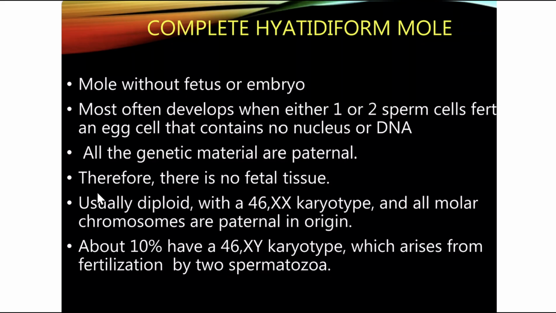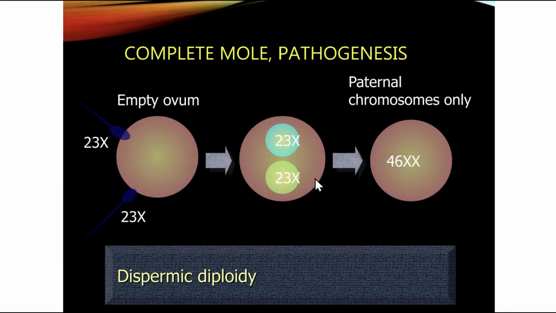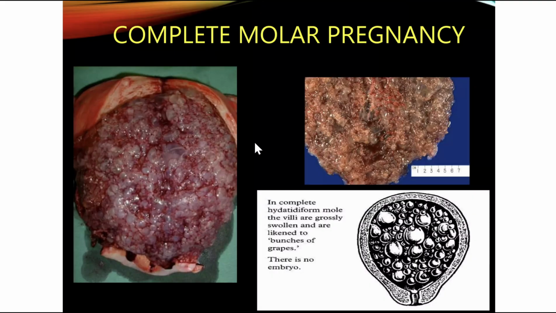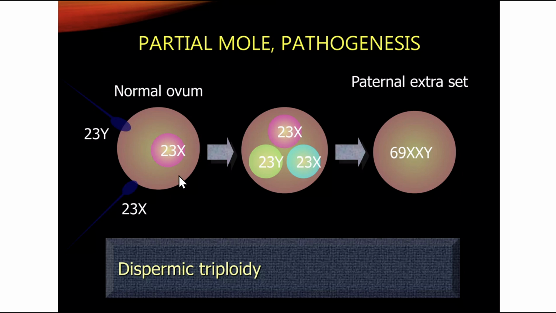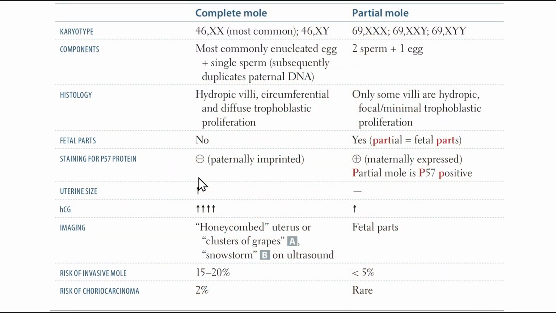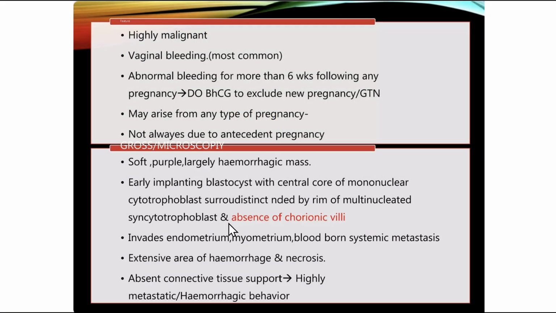Complete mole is when you have an empty ovum with a single sperm which undergoes duplication inside, or you have two sperms which are fused to form it. So it has endometrial cluster-like cysts, high HCG producing complete mole. And partial mole is when you have three. Partial is T for three, and partial has parts. So that's how you remember partial mole will have fetal parts. And you have three, and then so coming to choriocarcinoma.